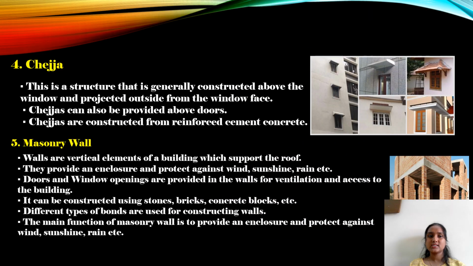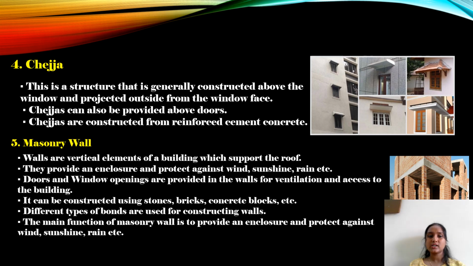Fourth one is chajja. This is the structure that is generally constructed above the window and projected outside from the window face. Chajjas can also be provided above doors. Chajjas are constructed from reinforced cement concrete.